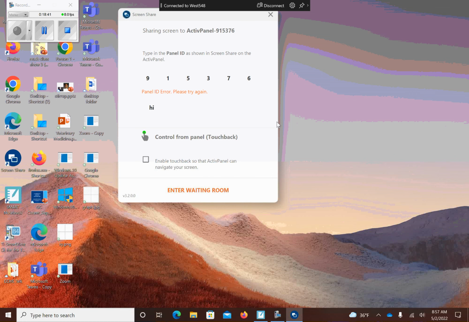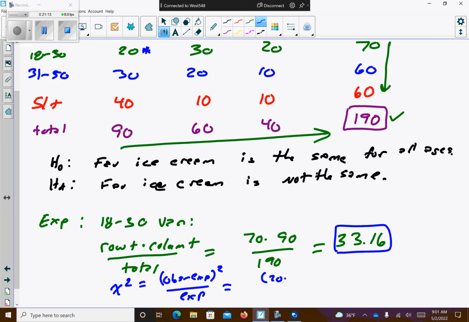Calculate the chi-squared for the 18 to 30 prefer vanilla ice cream. Okay, so how do we get the chi-squared? Observed minus expected, quantity squared, over expected. So observed would have been 20 minus 33.16, quantity squared, over the 33.16. This is going to give me 5.22. And let's not worry about explaining that one. That's what our chi-squared is in that situation. Okay?